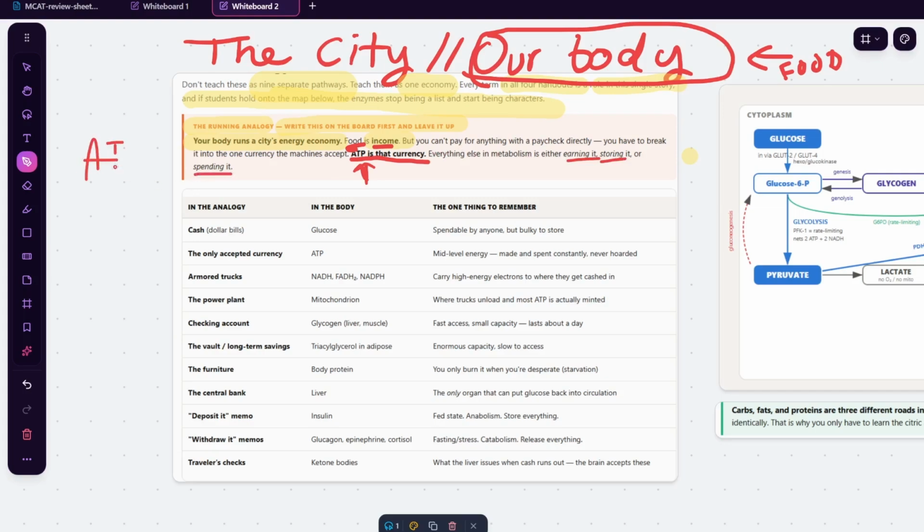So ATP is our cell's main form of energy. And cash is like glucose, or glucose is like cash. It's spendable by anyone, but it's very bulky to store glucose in your body. But it's good, you can spend it as a currency. ATP is a mid-level energy made and spent constantly, and it's never hoarded. Your body is always using ATP, and it's the only accepted currency in the cell.